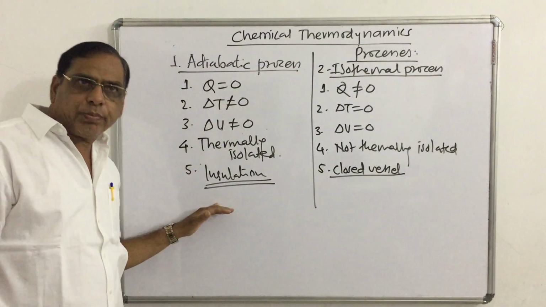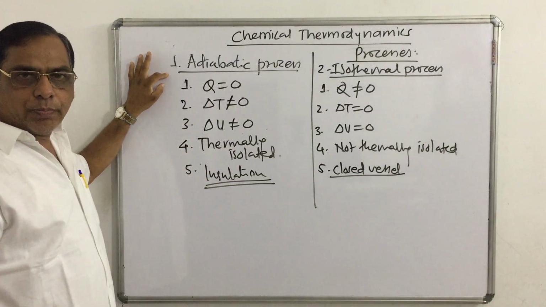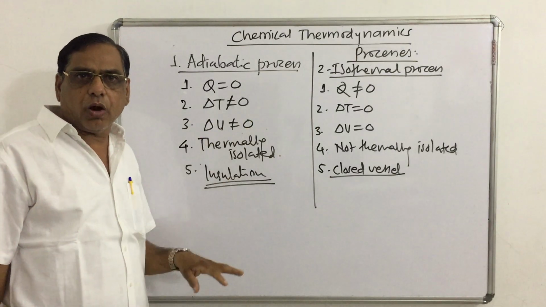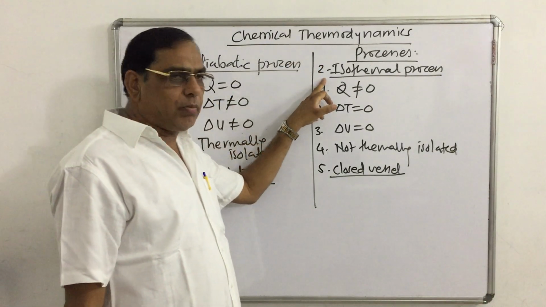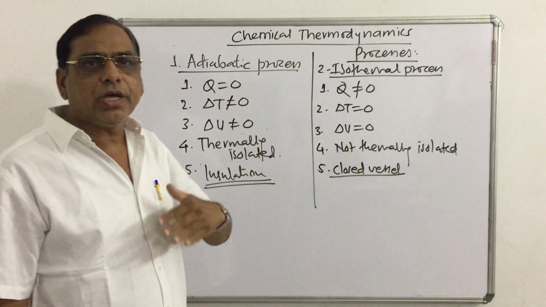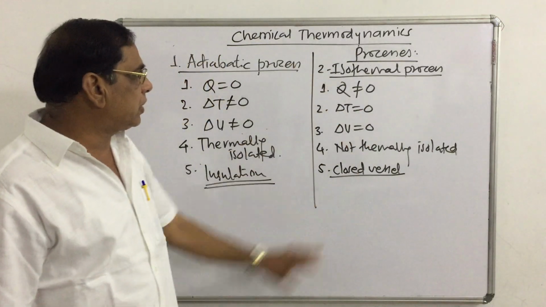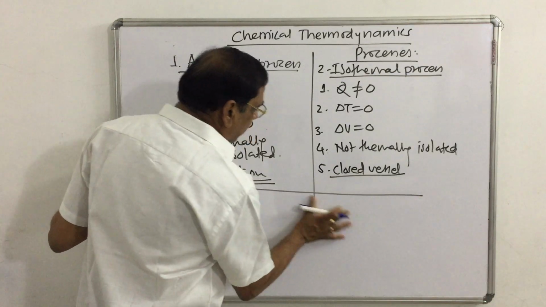So once again, remember the definitions. Adiabatic process: a process in which the system cannot exchange heat with the surrounding so that the temperature varies. Now in isothermal, the system can exchange heat with the surrounding so that the temperature remains constant. So that is about the adiabatic process and the isothermal process.